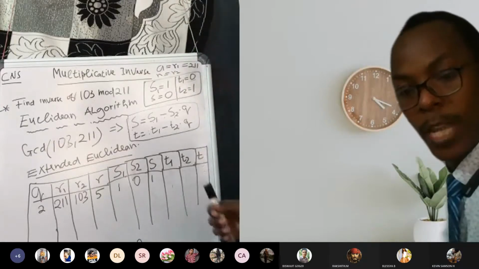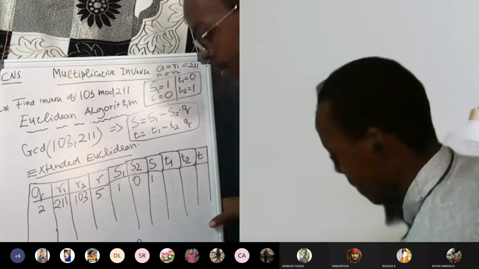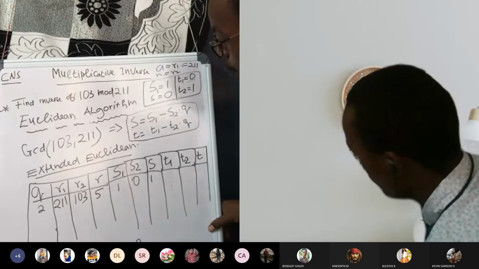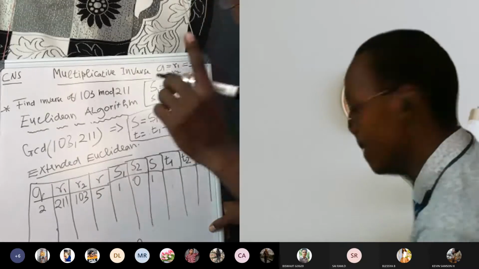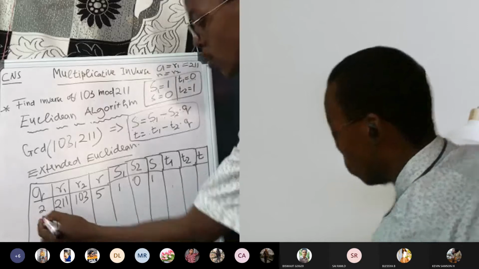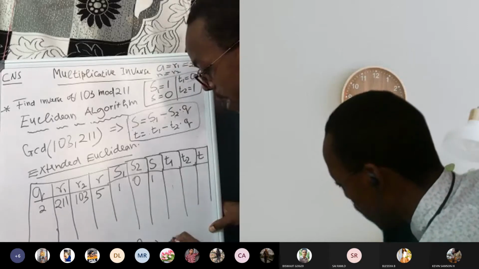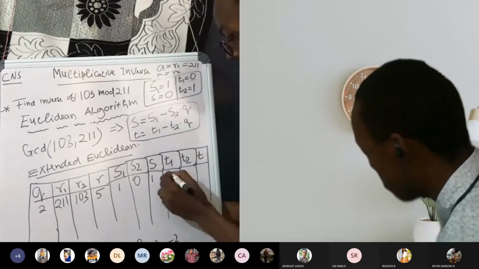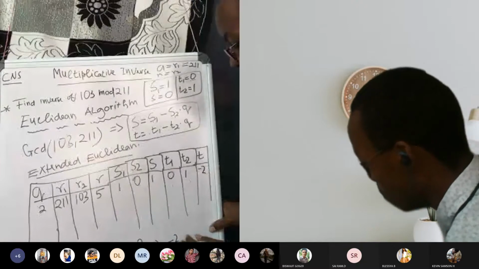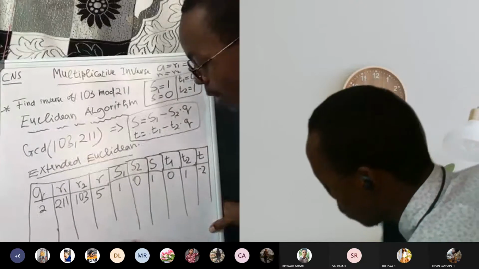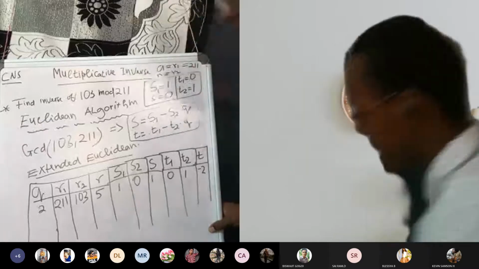Yes, thank you. So now, as you can see here, the value of T1 is equal to 0, T2 is equal to 1, and Q is equal to 2. So the value of T is equal to minus 2. Here is 0, here is 1, this is minus 2. Now we are going to exchange.